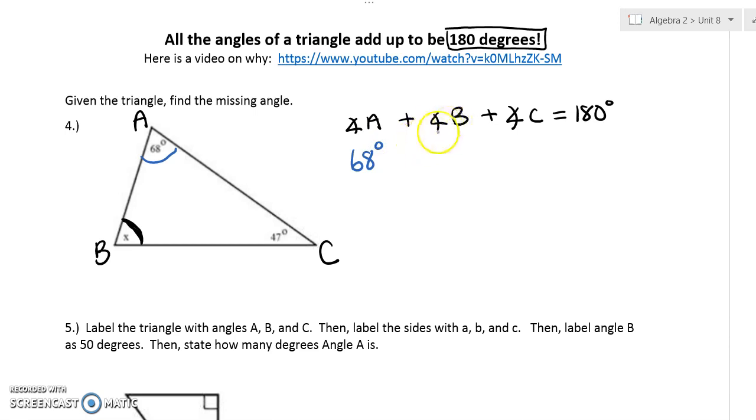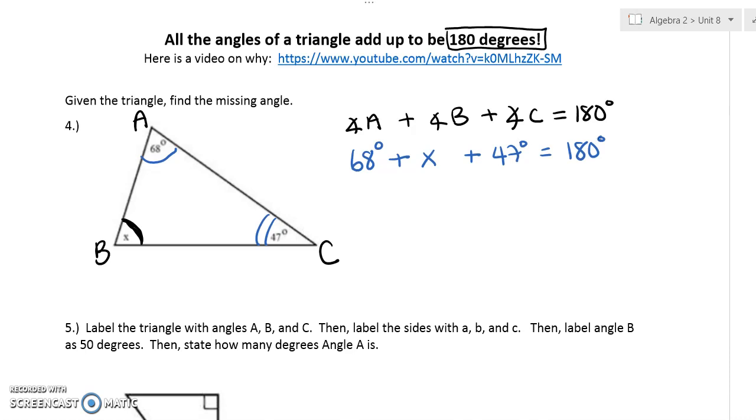I don't know what my angle B is, I just know it's X, so I'm going to write plus X, plus my angle C, which is 47 degrees. And all of this is supposed to add up to 180 degrees. So all we have to do really is solve for X. All right, so I'm going to use my calculator to help me out here.